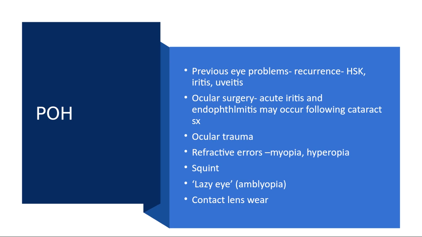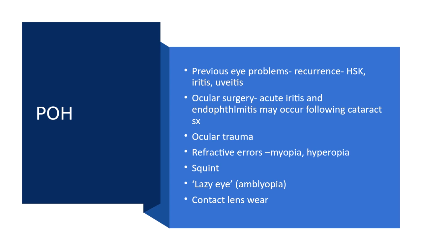Of course, you have to ask about their past ophthalmic history. You have to ask about previous eye problems. There's certain eye problems that are recurrent, such as herpes simplex keratitis, iritis, uveitis. So you need to ask about previous eye problems. You need to ask about ocular history. Have they had any recent ocular surgery, such as a cataract operation or any operation at all?